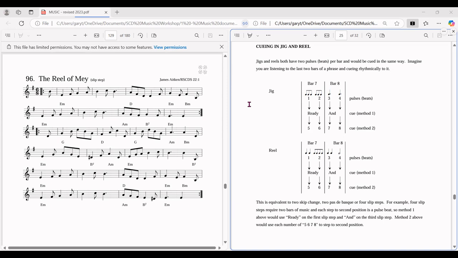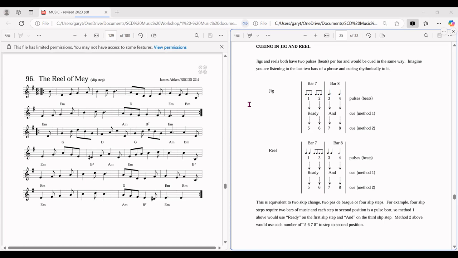For pas de basque, I suggest doing the same thing in place. Just pas de basque at a speed that feels right, ready, and so you're doing the "ready" on the first beat of the first pas de basque, and then the "and" on the third beat of the pas de basque. If you use 5, 6, 7, 8, you'll get the lead-in note on 8, as we just used as an example with the Reel of May.